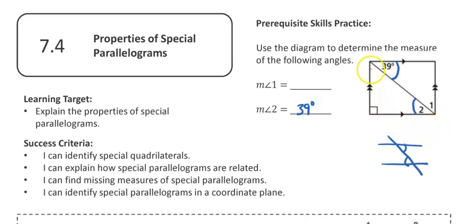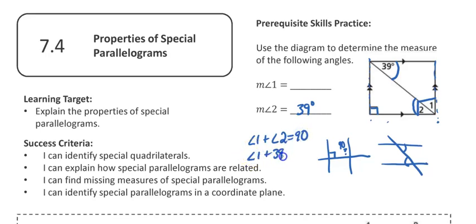Now, the other thing I know, because the left side and the right side are parallel, is that the right angle and angle 1 and angle 2 combined are supplementary, because consecutive interior angles add up to 180. So if this angle is 90, this other angle has to be 90. That means angle 1 plus angle 2 equals 90. If angle 2 is 39 degrees, then when you subtract 39 degrees, you get that angle 1 equals 51 degrees.